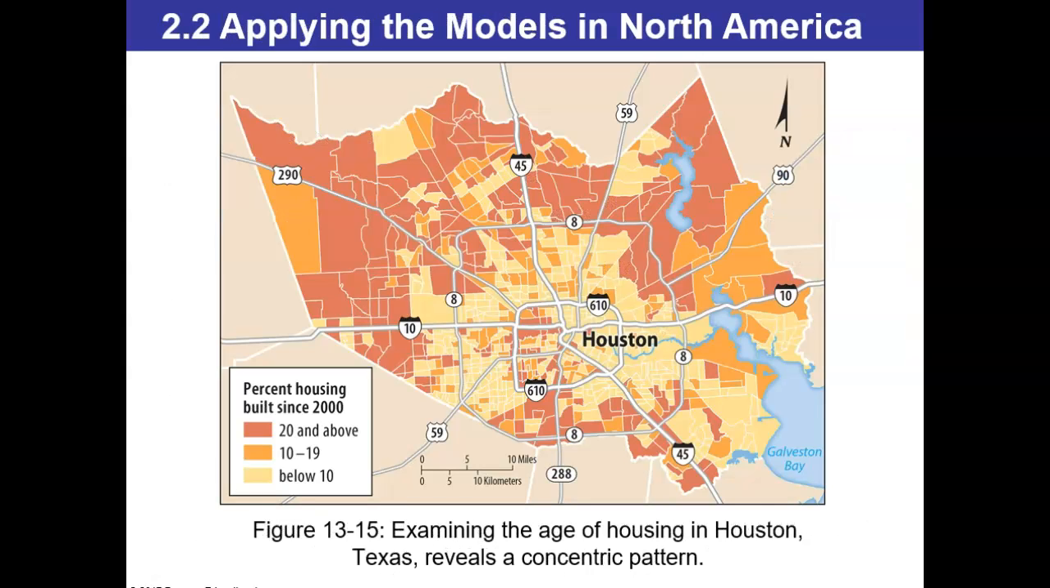Now we can start to apply the models. Take a look at figure 13-5 located on page 468 of your textbook. Looking at the key, we can examine the age of housing in Houston. This reveals the concentric pattern. In this case, the outer ring has a higher percentage of newer housing. If you consider 2 families with the same income and ethnic background, one family may live in a newly constructed home, whereas the other lives in an older home. The family in the newer house is much more likely to live in an outer ring, and the family in the older house in an inner ring.